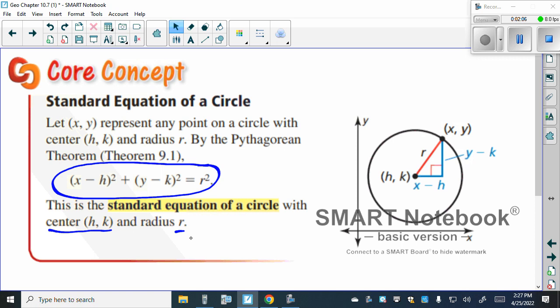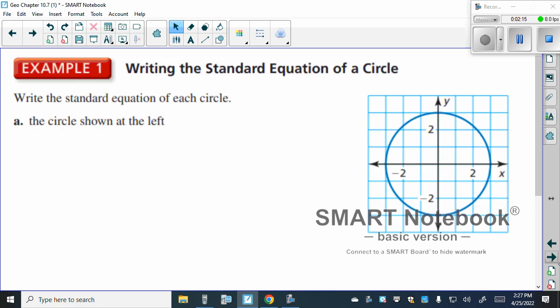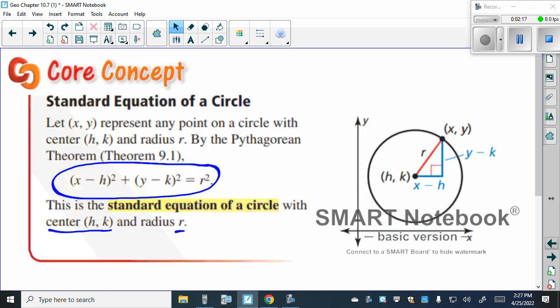So the center of the circle is the point h comma k, and our radius is r. Radius is just the distance from the center of the circle to a point on the circle. Any questions on this here before we start looking at some of the examples?